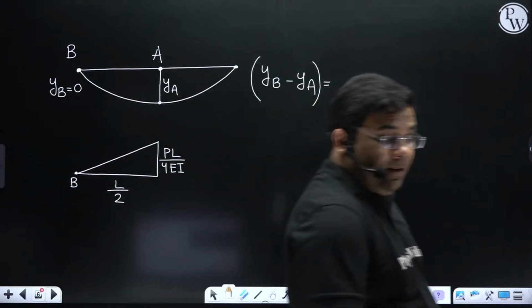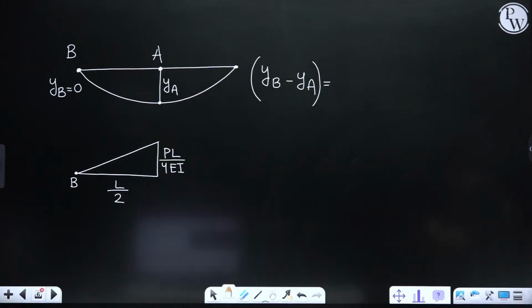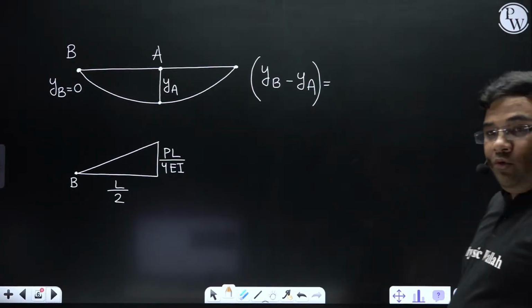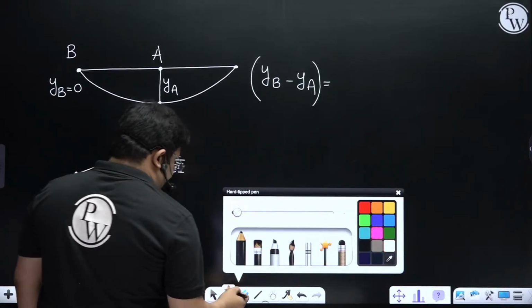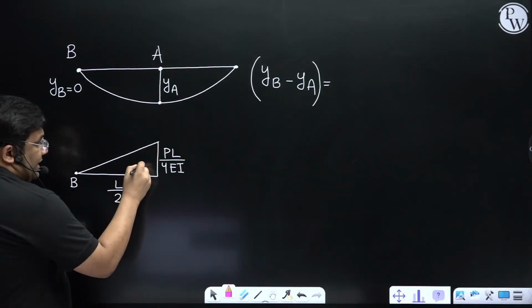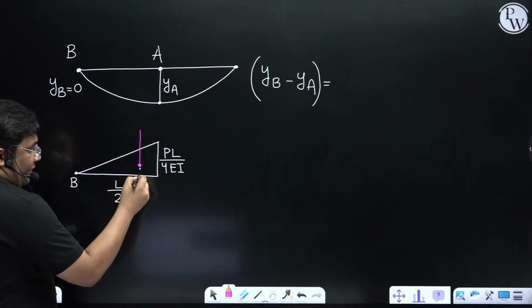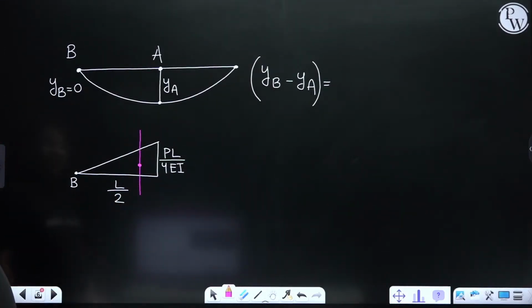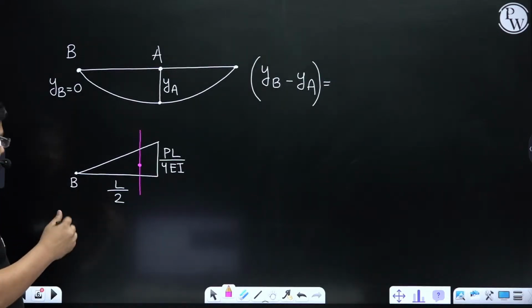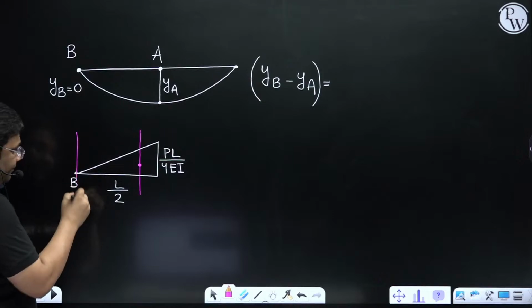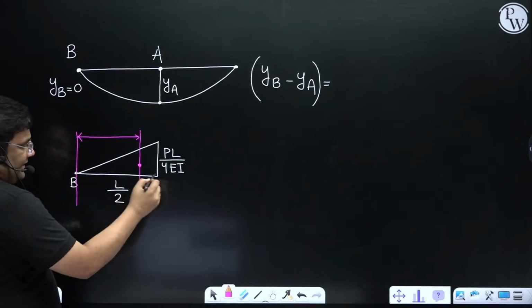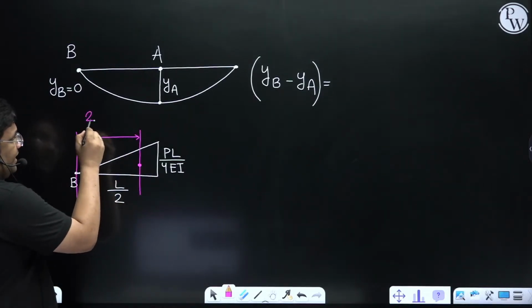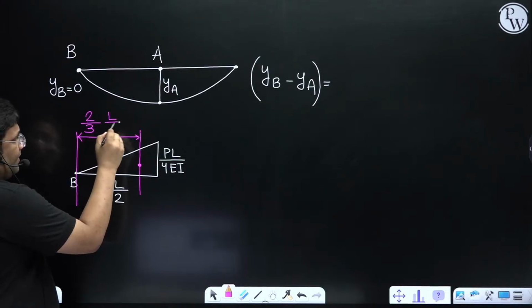So we have to find it about B, right? How do we find the moment of area? You take the centroid. So the centroid of a triangle is here, and we are finding about B. So we have to take this distance, and how much will it be? If this is L by 2, this will be 2 by 3 of L by 2.